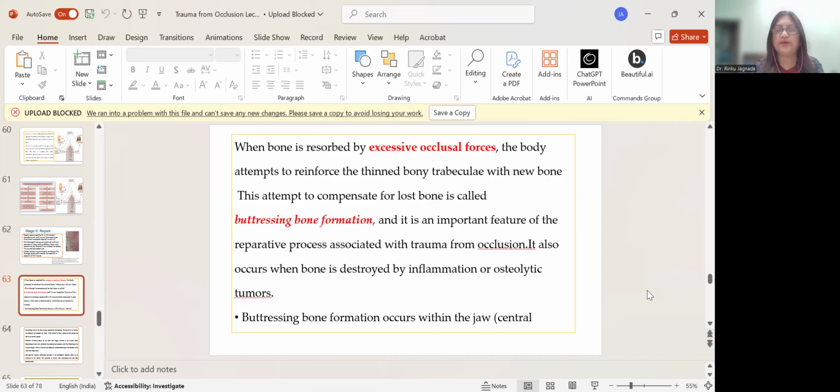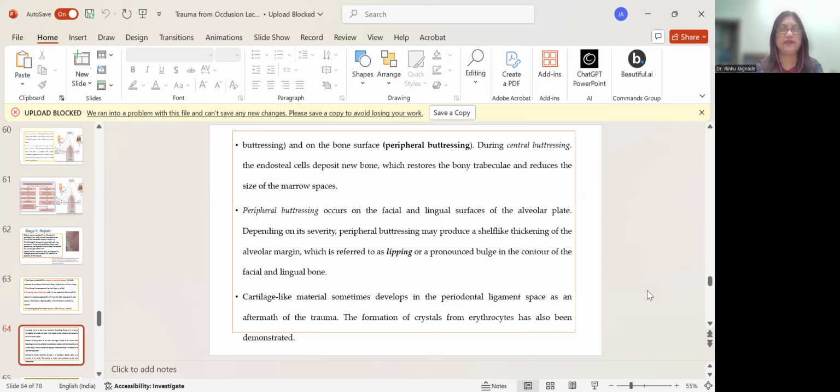Okay? So, when this buttressing bone formation occurs within the jaw, it is called central buttressing. And when it occurs on the surface of the bone, it is called peripheral buttressing bone formation. During central buttressing, the endosteal cells deposit new bone, which restores the bony trabeculae and reduces the size of the narrow spaces. Peripheral buttressing occurs on the facial and lingual surfaces of the alveolar plate. Depending on its severity, peripheral buttressing may produce shelf-like thickening of the alveolar margin, which is referred to as lipping, or a pronounced bulge in the contour of the facial and lingual bone.